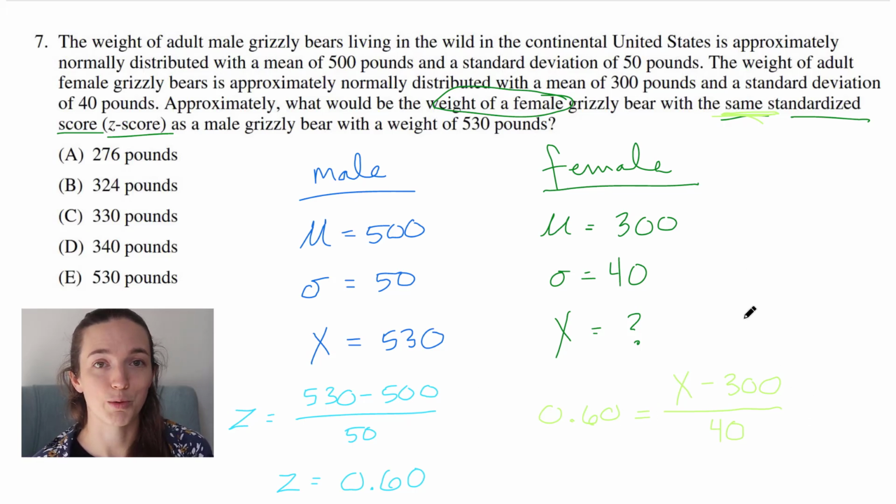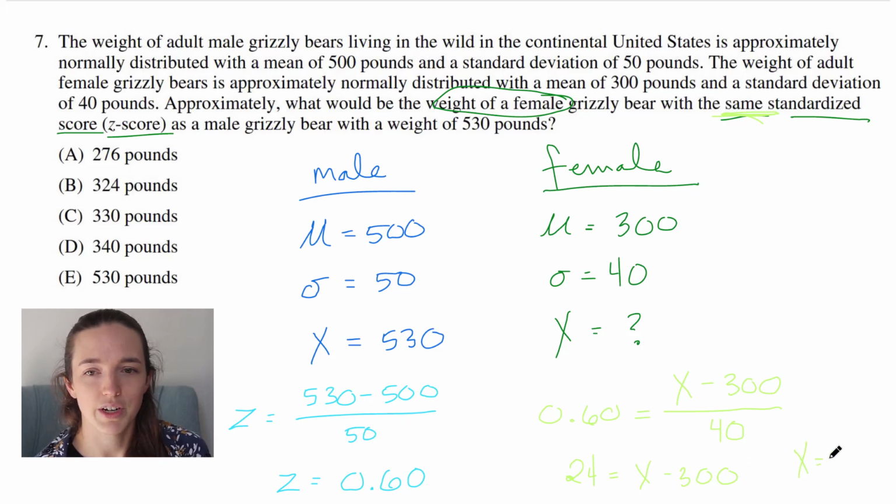We're back to algebra 1 here. So I'm going to multiply both sides by 40. So that would be 24. And then you can maybe just figure out what the answer is, or you can add 300 to both sides. Her weight would have to be 324. Which is B.